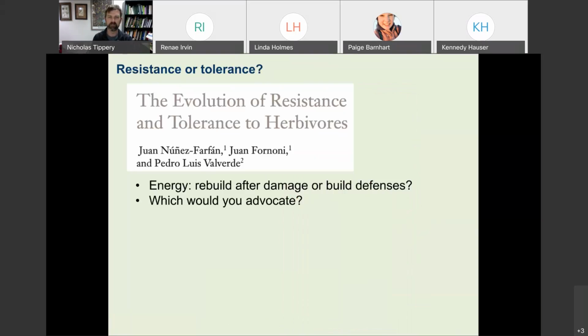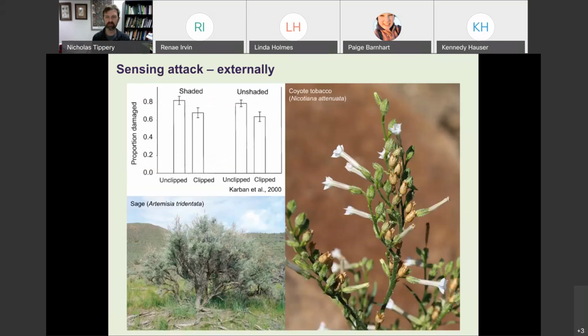So, resistance versus tolerance also. So potentially, looking at this from an energy standpoint, being defended against something that's trying to eat you is energetically expensive. Maybe another way to do that is just to put up with it and kind of grow back in response. And there are different plants that do both of those strategies.